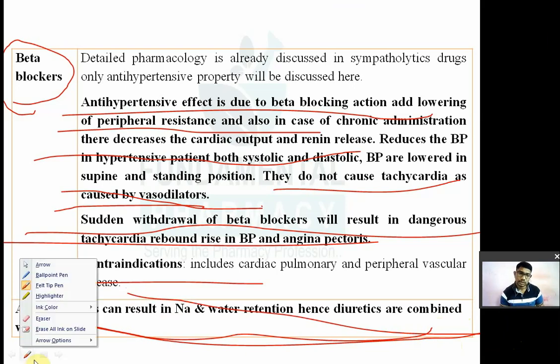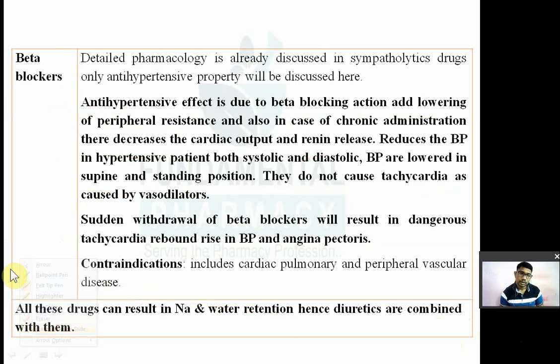Okay, याद रखो ये beta blockers क्या करेंगे? Because of the blockage of beta 1 receptor in the heart, they will decrease the cardiac output, they will decrease the heart rate, they will decrease the blood pressure, they will also decrease the renin release. Remember. Okay. Now we'll see the next one.